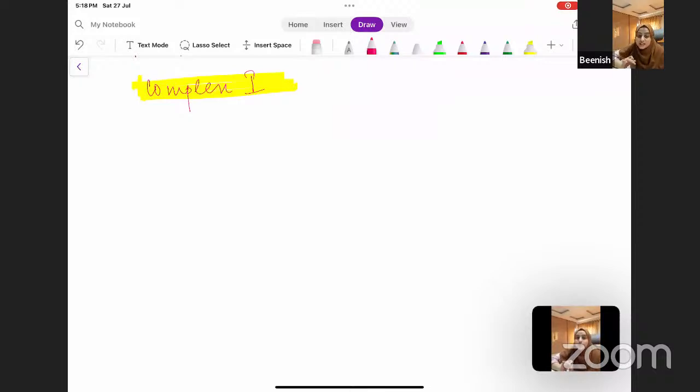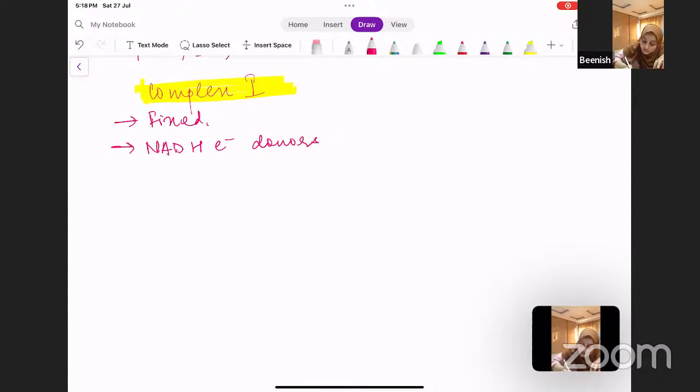So your complex 1 is a large multi-protein complex having multiple subunits. It is fixed, as I've already told you. In complex 1, what is happening? Reducing equivalents from NADH give their electrons. So NADH is the electron donor. After giving its electrons, NADH is converted to NAD+. So your NADH is going to come, give its electron and get converted to NAD+.